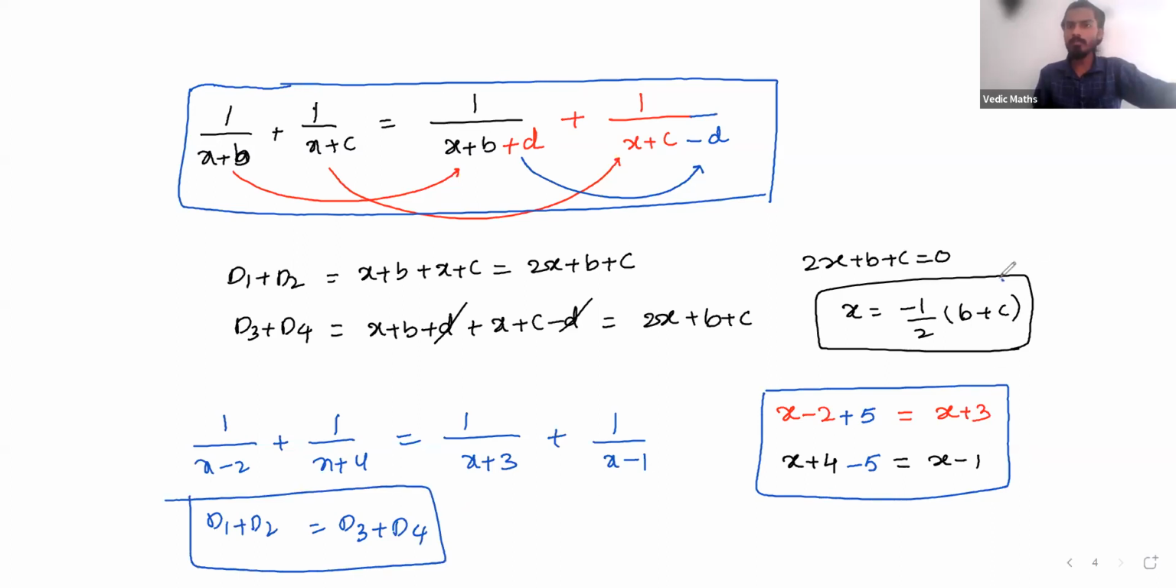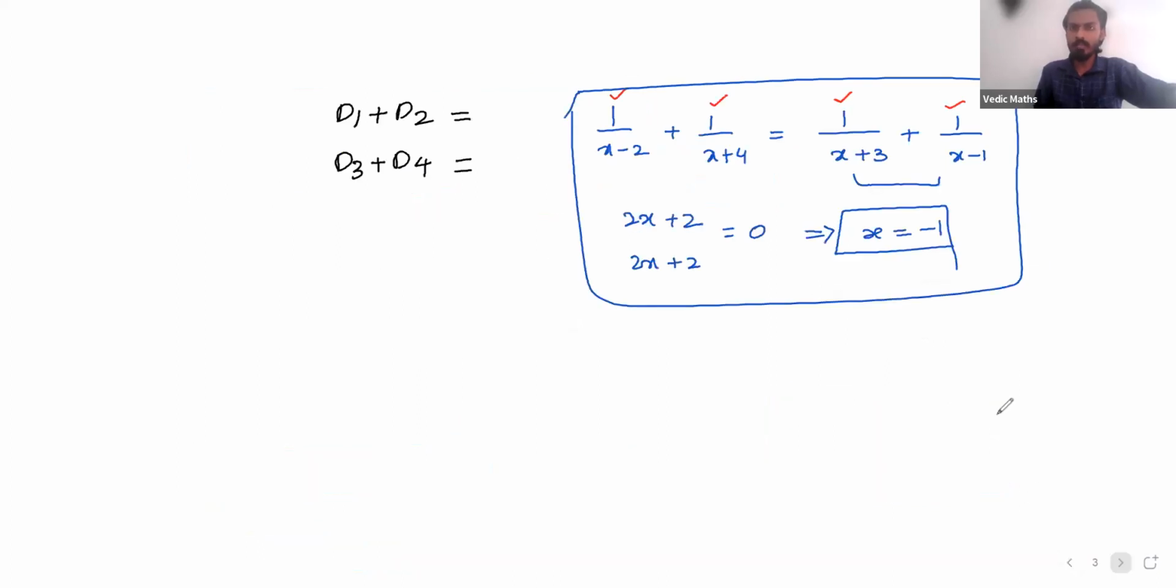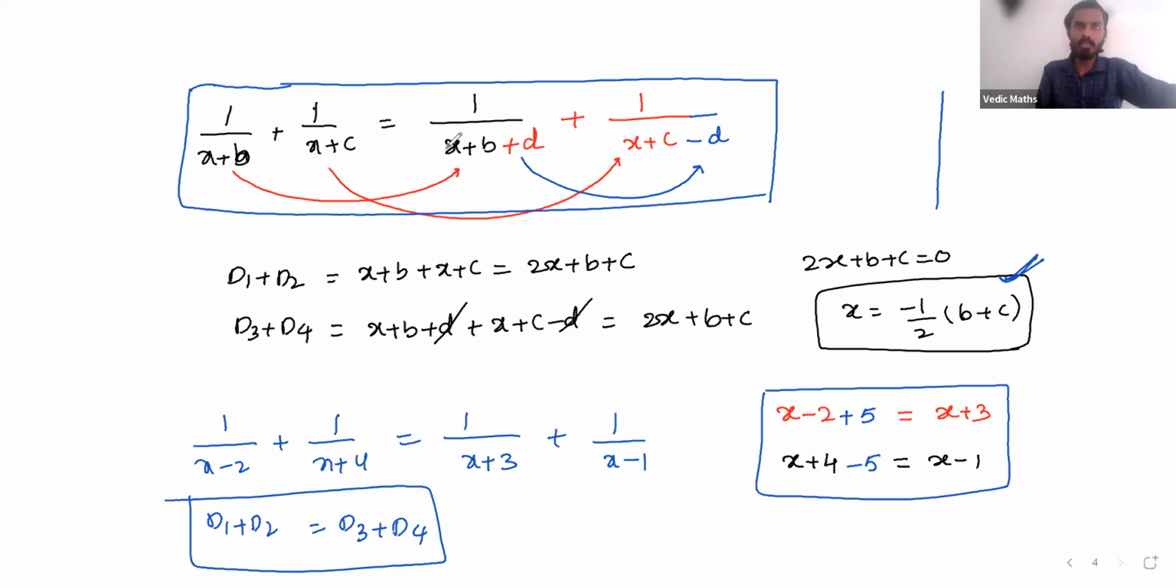Otherwise, you can do it in a very simple way. You can put the values in this formula also and you will get the answer. In the previous case, how much did we get? Minus 1, am I right? Minus 1 we got. See, x is equal to minus 1 by 2 times b plus c. Here the b value is minus 2 and the c value is plus 4. Then x is equal to minus 1 by 2 times 2, and you directly get the value minus 1.